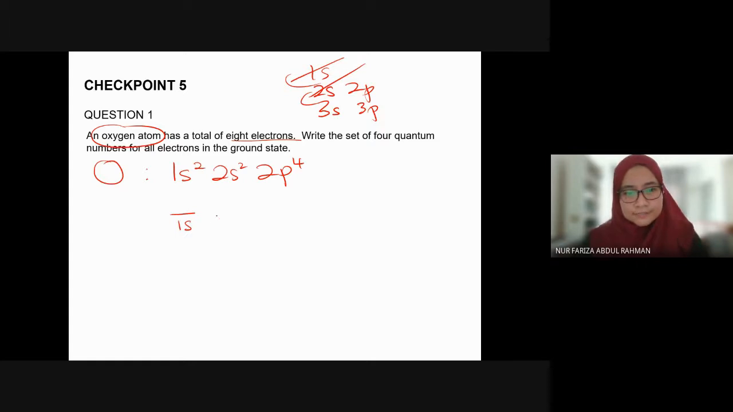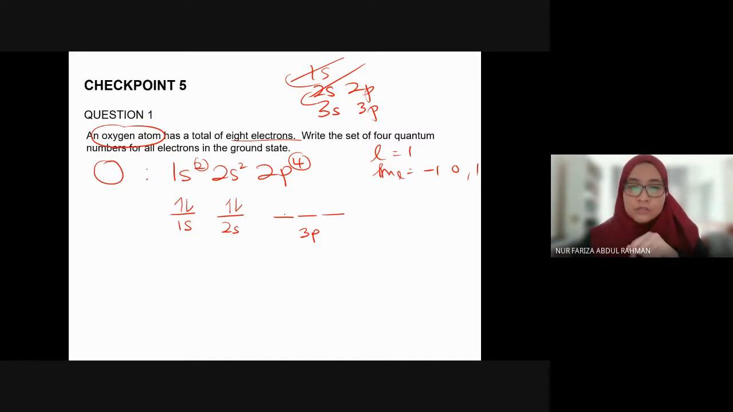So this is 1s. Then align 2s, and 2p has 3 orbitals. Don't forget p has 3 orbitals. So this is 3p. If you forget, go back: l is equal to 1, ml is equal to -1, 0, 1. Alright, so the placement of the electrons: we have 2 electrons here, 2 electrons here, and 4 electrons here. Be careful, we have to follow Hund's rule. 1, 2, 3, 4.